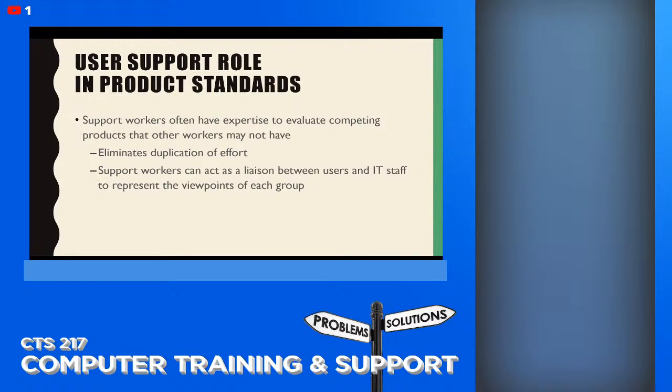Another thing that we're doing is, wouldn't it be great to have a hand in creating or purchasing or whatever the things that you're going to be supporting?